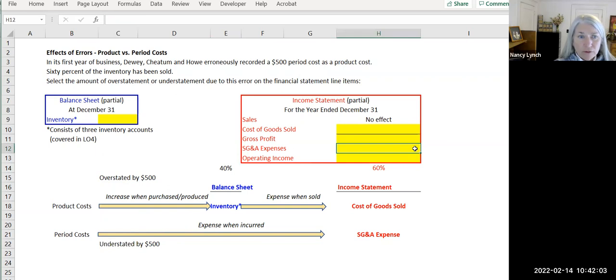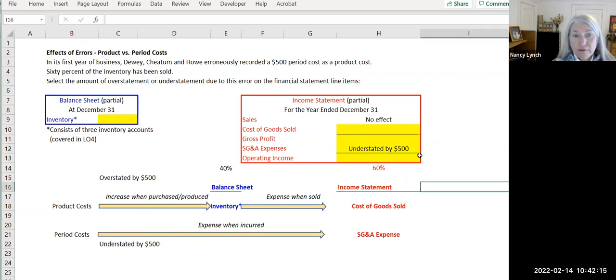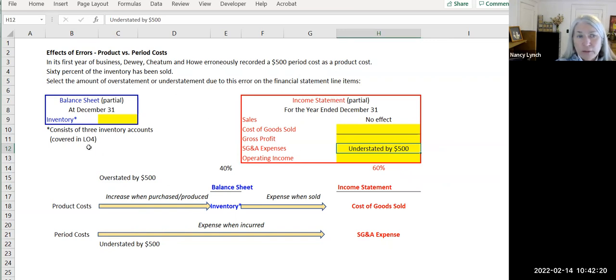So if I can have you look at this, this is 500 too low. So understated by $500. We should have expensed this by 500, right? Now, if none of the inventory had been sold, this would be overstated by 500. This would be understated by 500, making this overstated by 500.